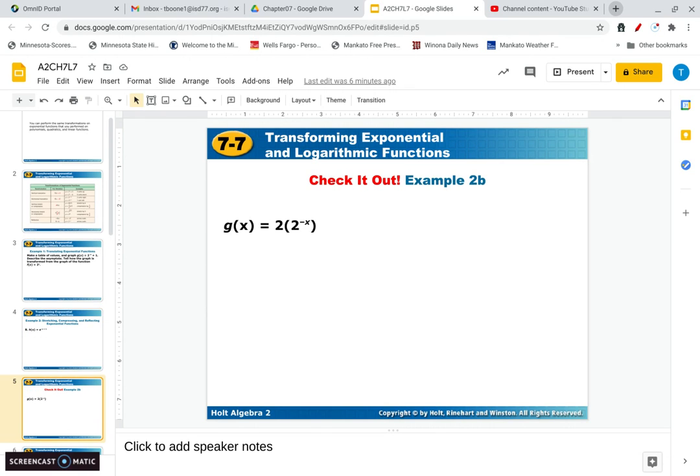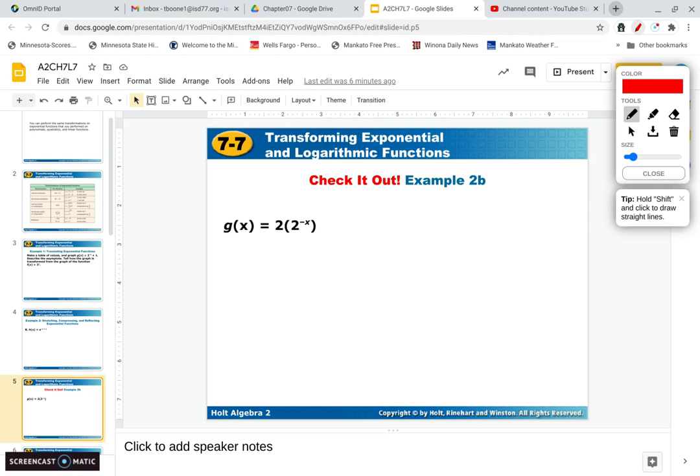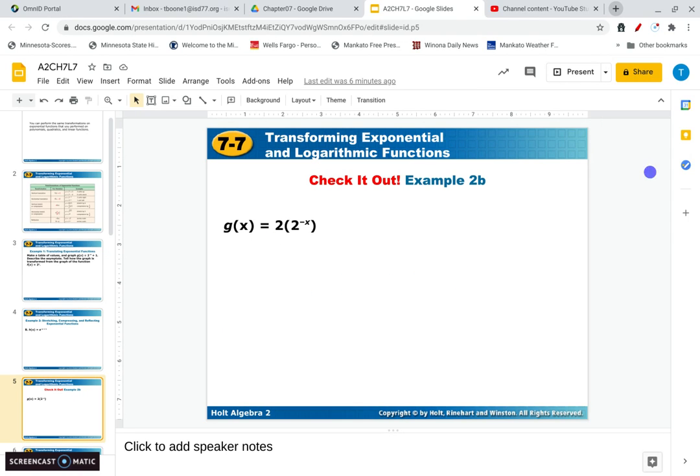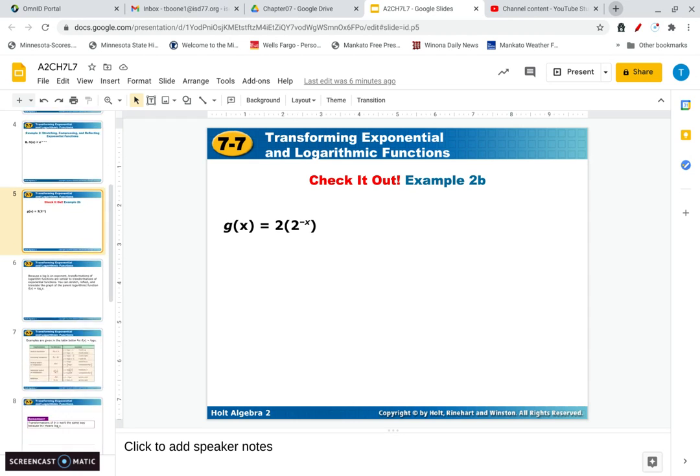All right, now what happens if the parent function here is 2 to the x? What happens when we multiply in front by 2? Well, remember, that's a vertical stretch of 2. And then once again with that negative, that's going to be a reflection across the y-axis. And again, don't be afraid to graph those and see what they look like if you're really not sure.